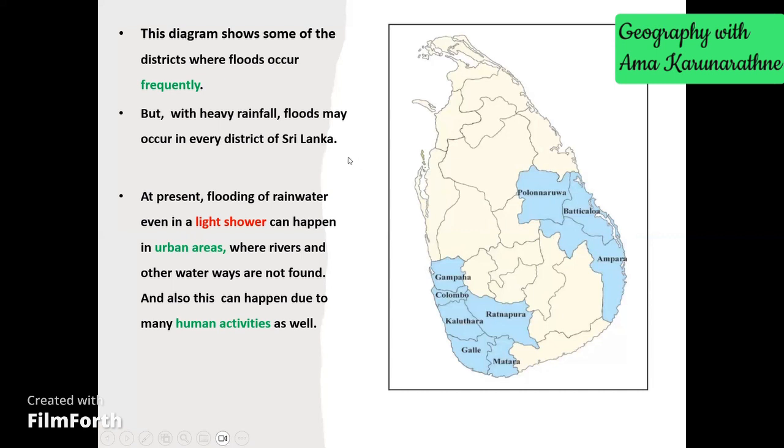At present, flooding of rainwater, even in a light shower, can happen in urban areas where rivers and other waterways are not found. Okay, and also this can happen due to many human activities. So if you are living in urban areas, even for a very slight rainfall, people in urban areas experience flood because there are so many building constructions that have happened in urban areas, and due to other human activities, they have increased the possibility of flood occurring in urban areas.